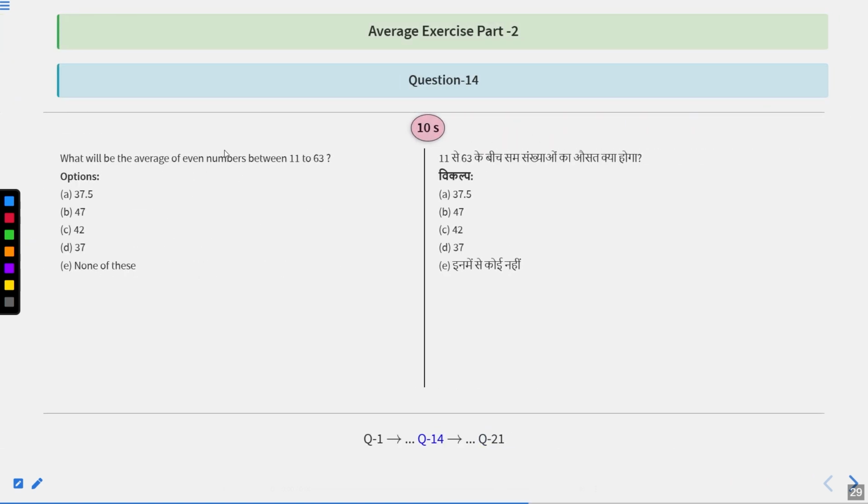What will be the average of even numbers between 11 to 63? You have 5 options and 10 seconds to analyze the question. Your time starts now.